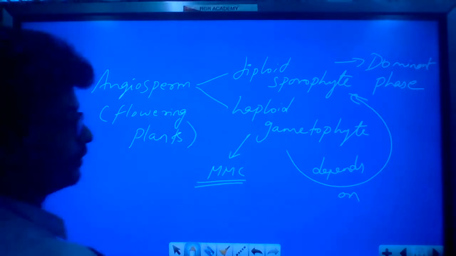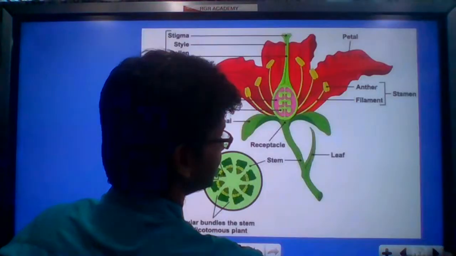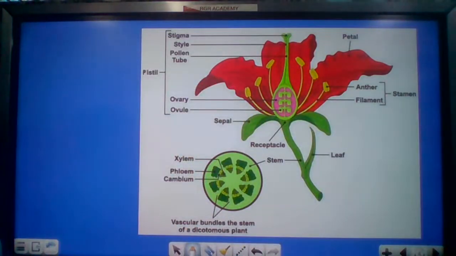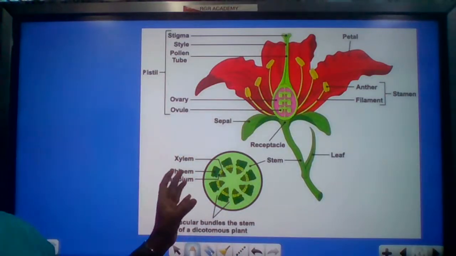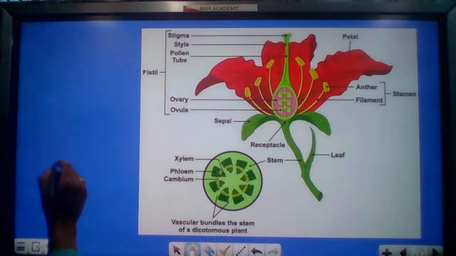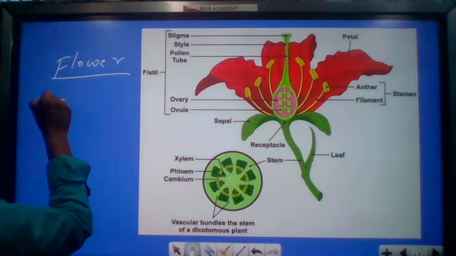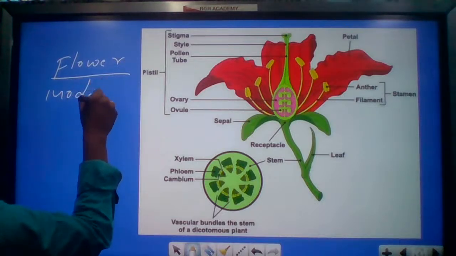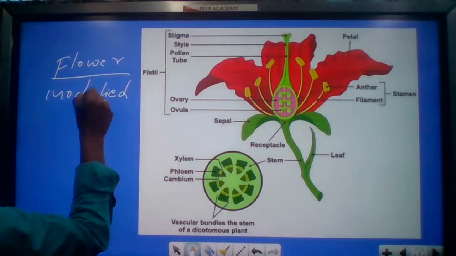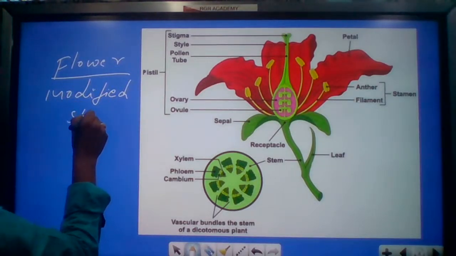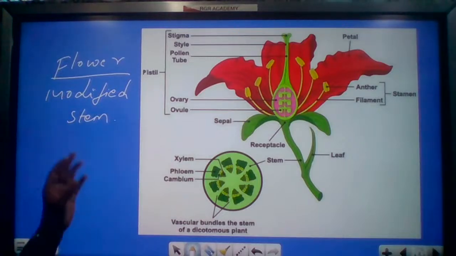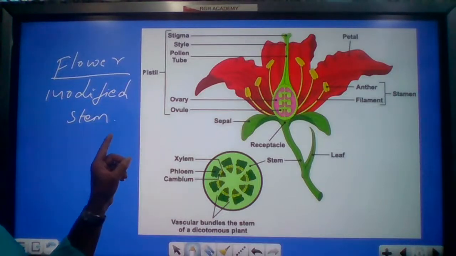So now we'll start with the flower. As far as the flower is concerned, what is the flower? The flower is a modified part of the stem. Simply, we call it not actually a specialized structure, but a modified stem. So the flower is a modified stem, we can call it.